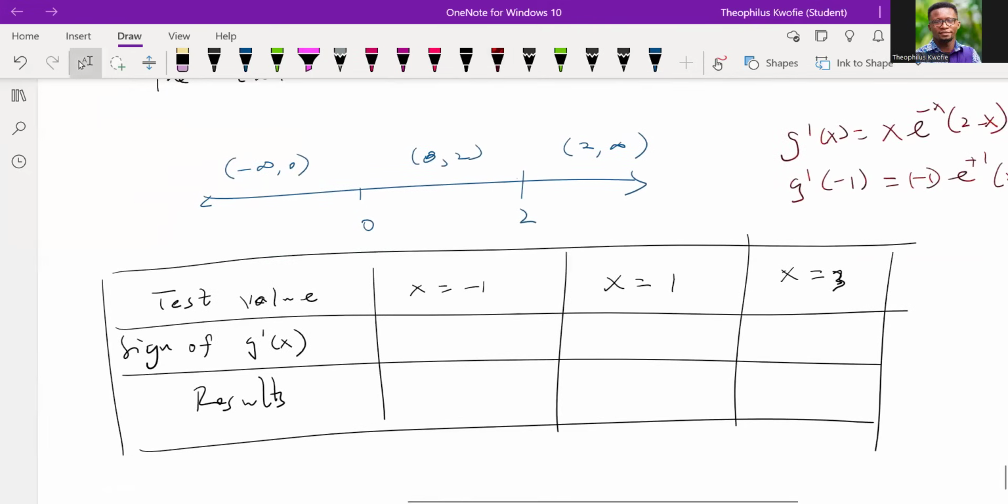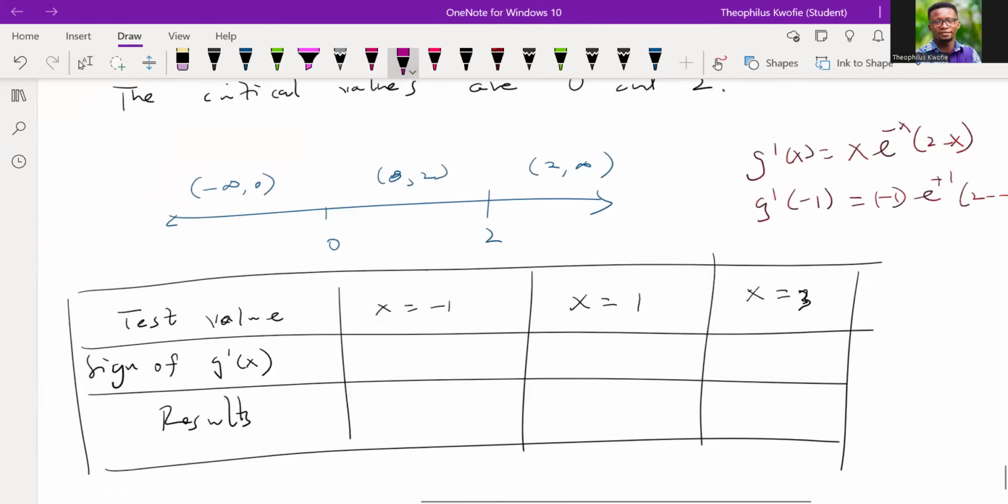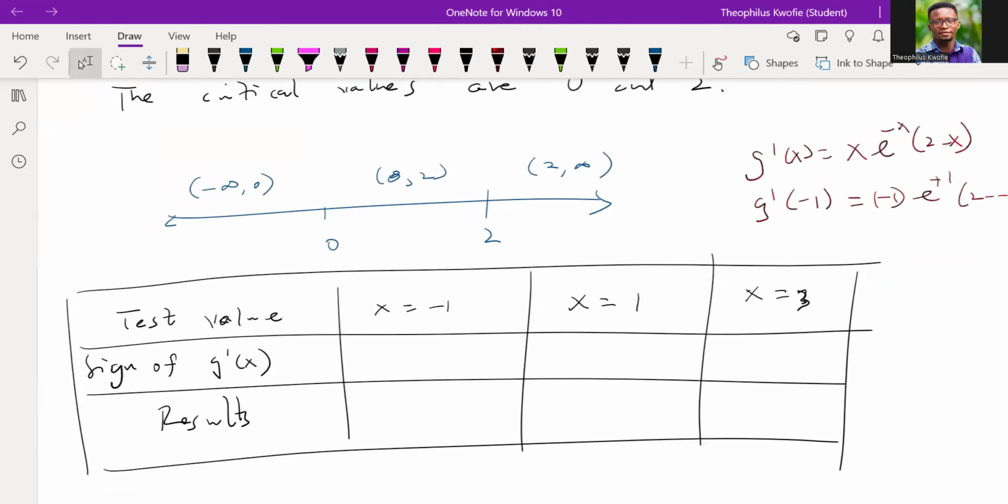What do we get? The sign was negative. And when we plug in, you're going to have positive, and this one was negative. So what can we say over here? It just means that g is decreasing over here because it's negative.